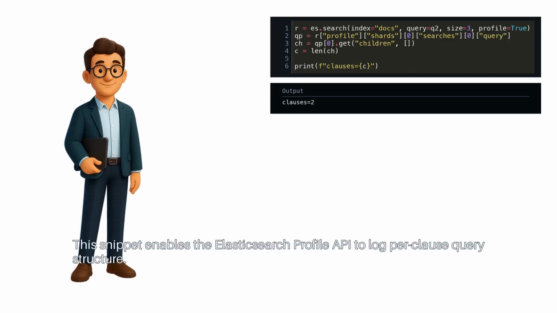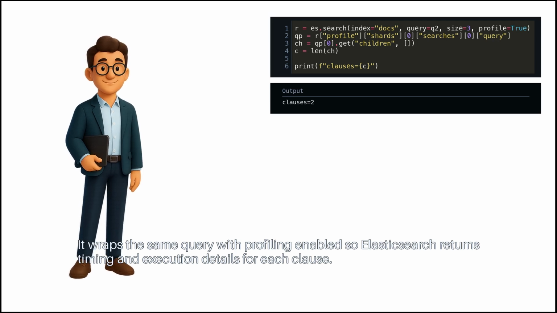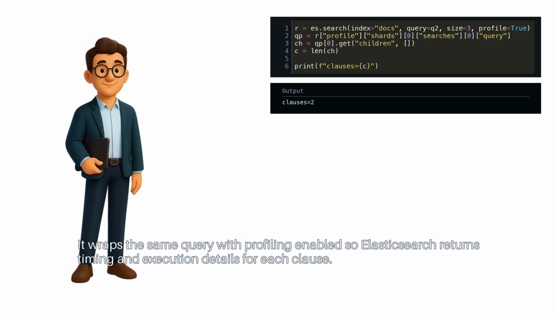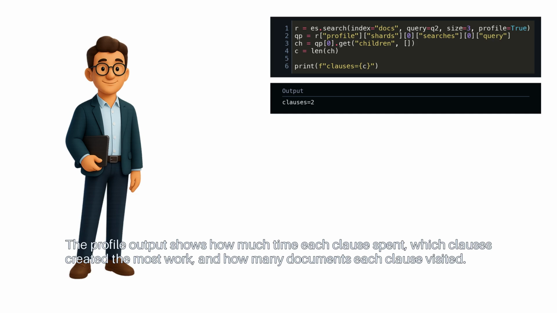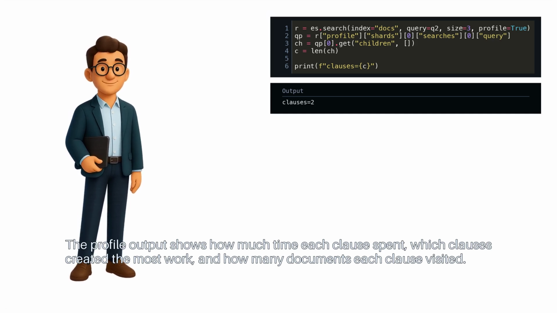This snippet enables the Elasticsearch Profile API to log per clause query structure. It wraps the same query with profiling enabled, so Elasticsearch returns timing and execution details for each clause. The profile output shows how much time each clause spent, which clauses created the most work, and how many documents each clause visited.